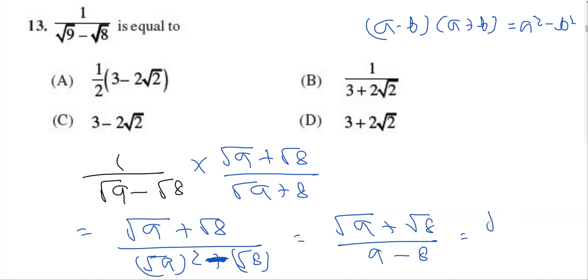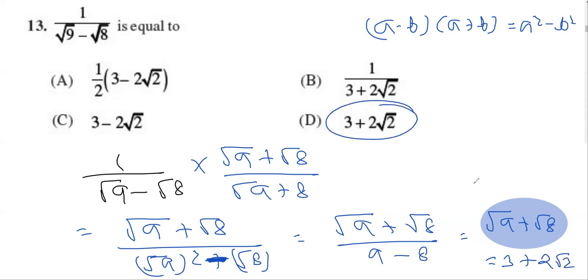Now, when we look into this further, 9 minus 8 is 1, and 1 in the denominator we don't generally write. But when we compare with the options given here, none of them is equal to this. But wait a second, we need to further simplify it. As you should know, under root 9 is nothing but 3, and under root 8 is 2 root 2. Therefore, 3 plus 2 root 2 should be the correct answer for this. That is option D.